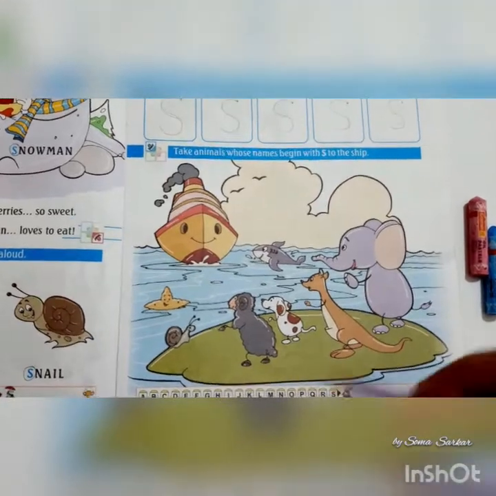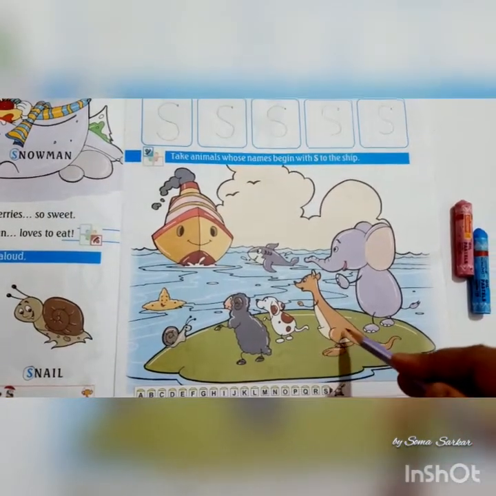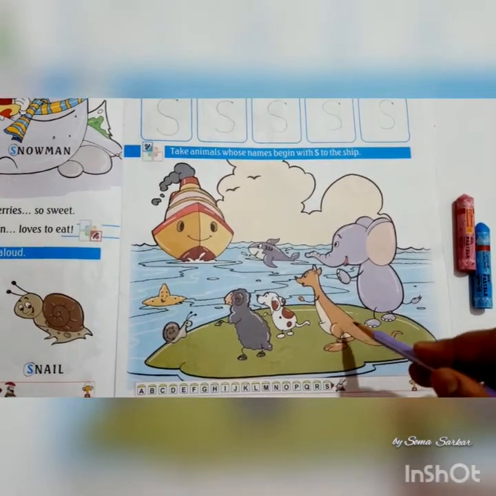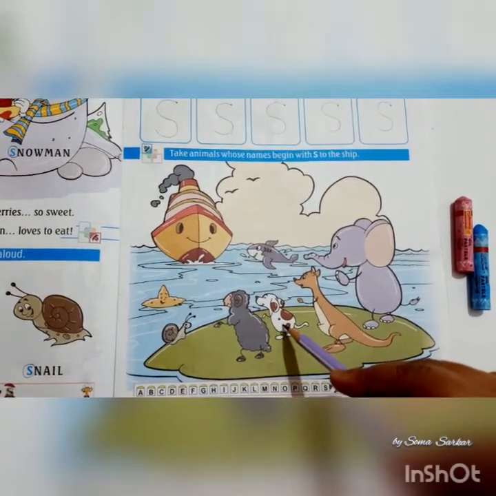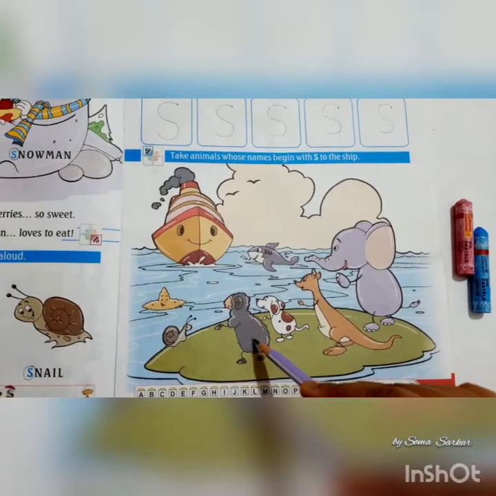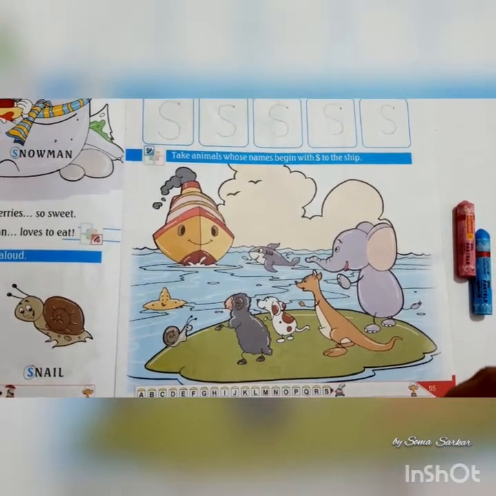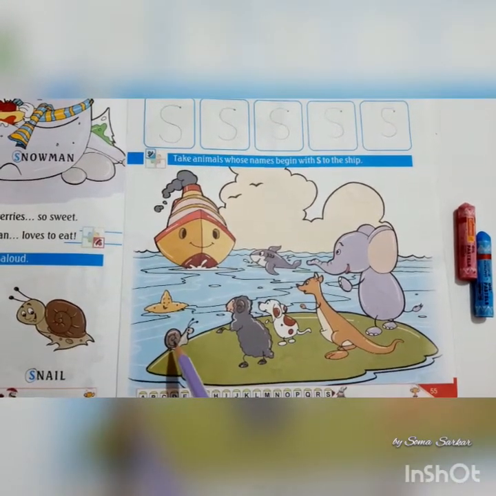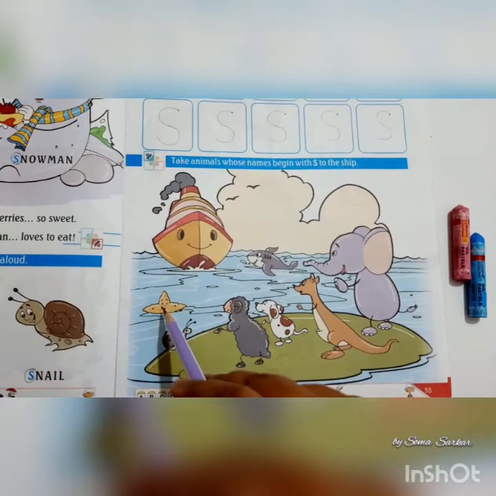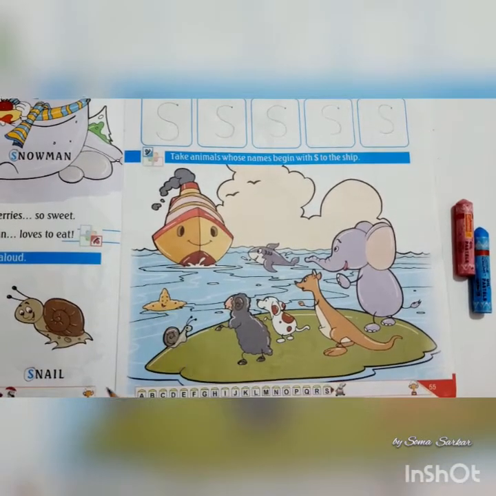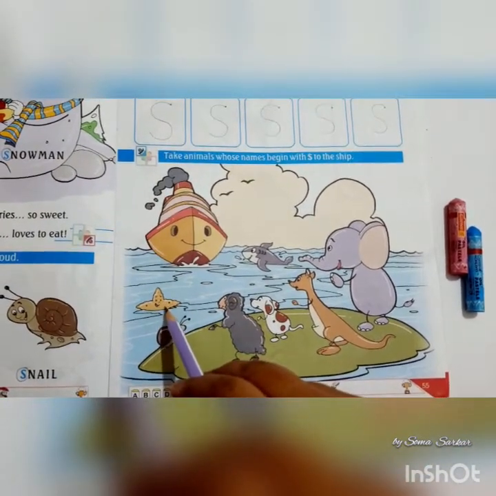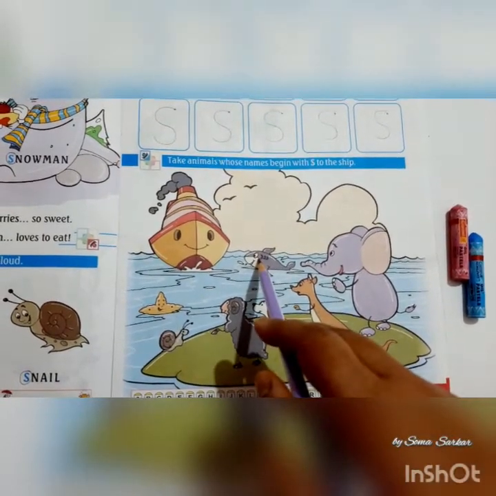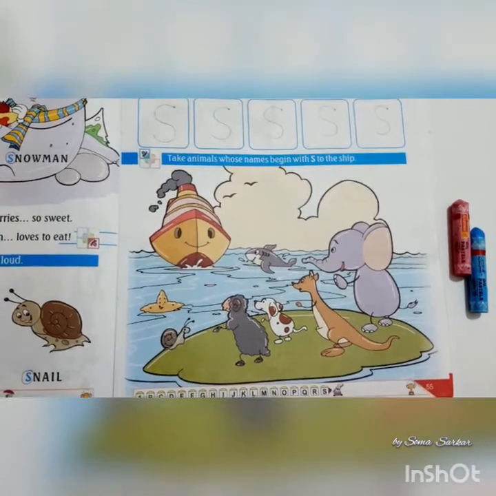And look at this pouch. Who is he? Yes, you are right. Kangaroo. This is a dog. And this one, tell me. Yes, you are right. Sheep. And it's a snail. And in water, who is he? Yes, you are right. It's a starfish. And this one is shark.